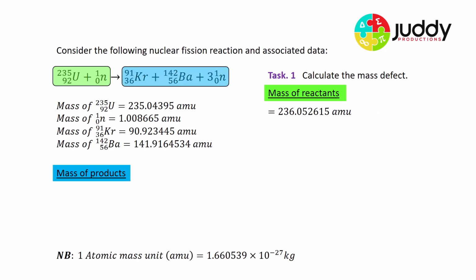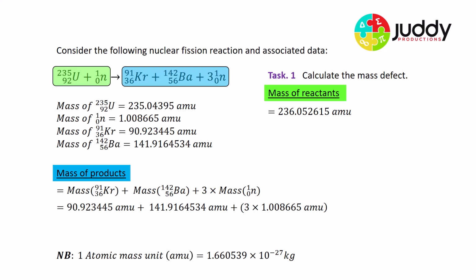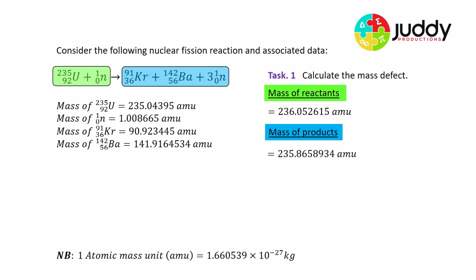Now let's look at the mass of the products, as we have highlighted blue. The mass of the products is the sum of the mass of krypton-91, barium-142, plus 3 times the mass of an individual neutron. We add our totals together, and we find the mass of the products to be 235.8658934 atomic mass units. So we now have the mass of reactants, and we have the mass of products.